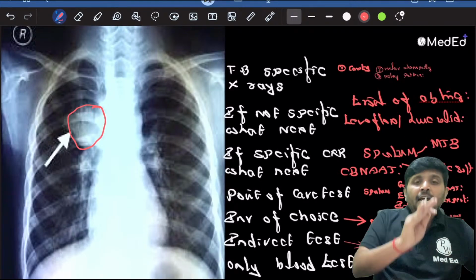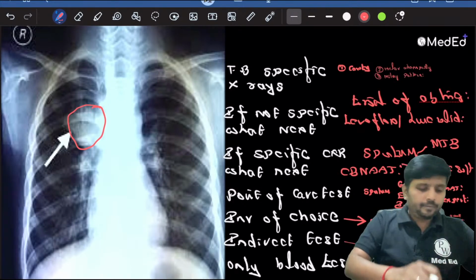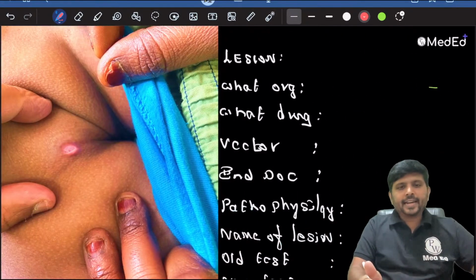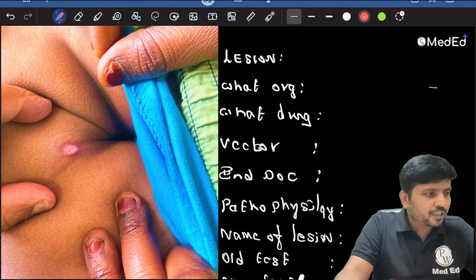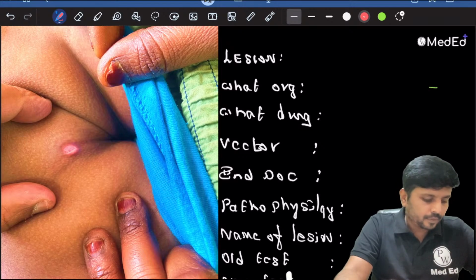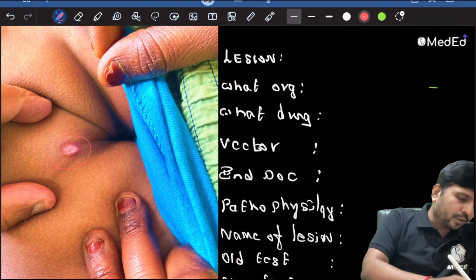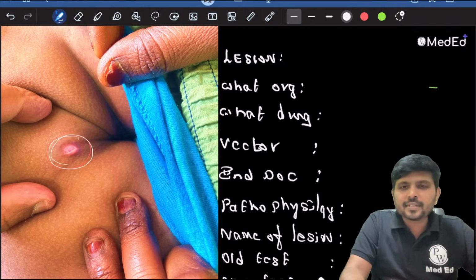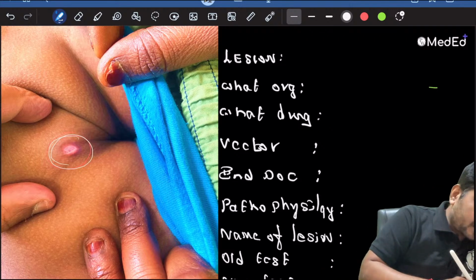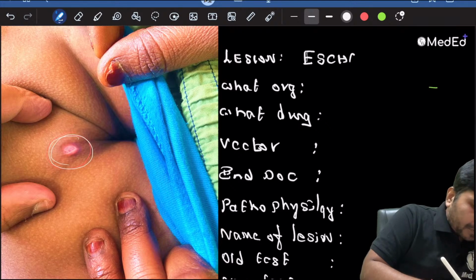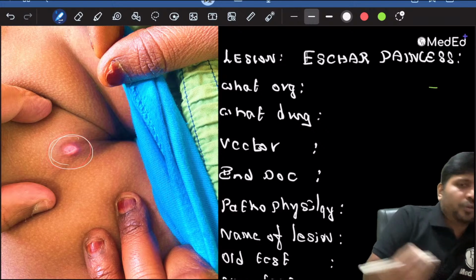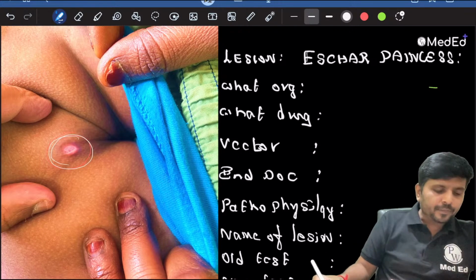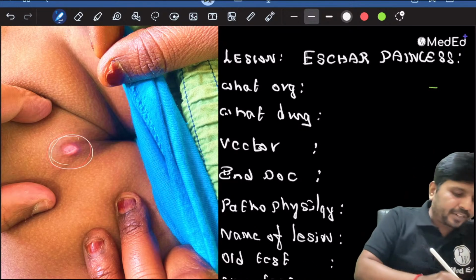So this is a case of hilar adenopathy suggestive of TB. Can anyone tell me what this is? Many are watching now. You tell me what this is. There is a lesion in the inguinal fold region. What is the disease we are dealing with? This lesion is usually painless, which is why it is often difficult to find out what organism it is. It usually occurs in scrub typhus.